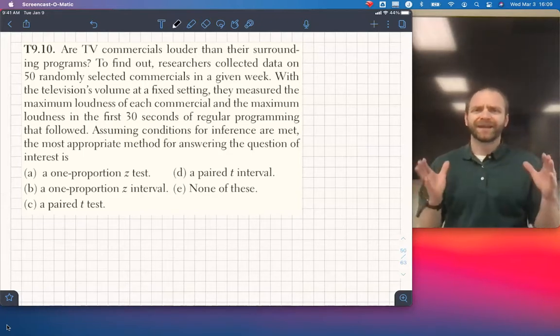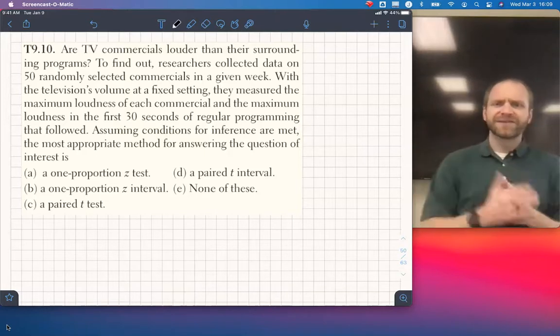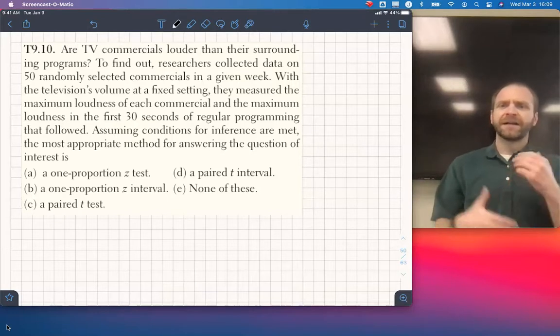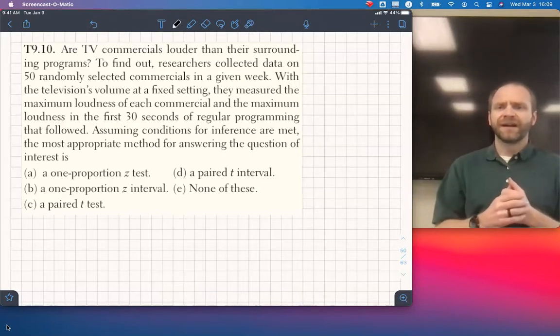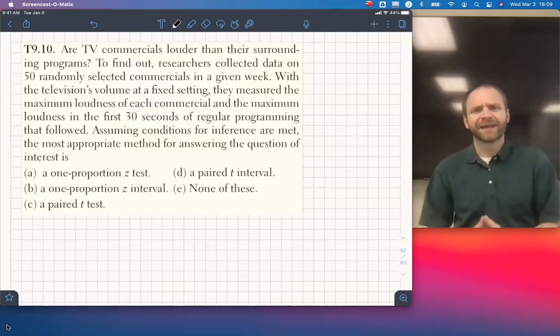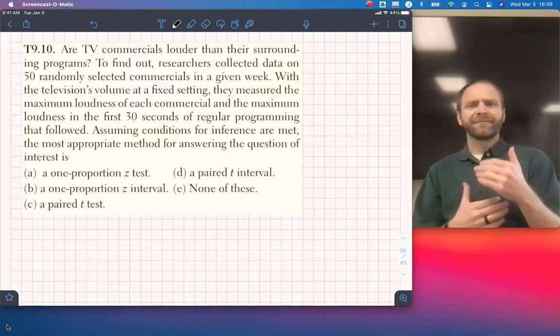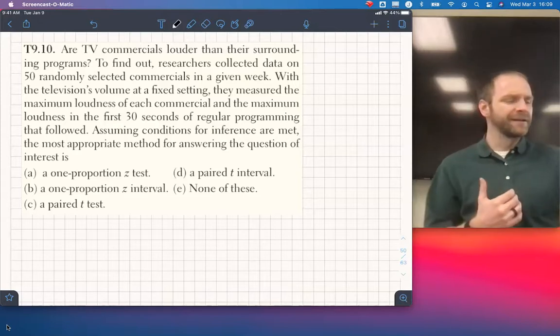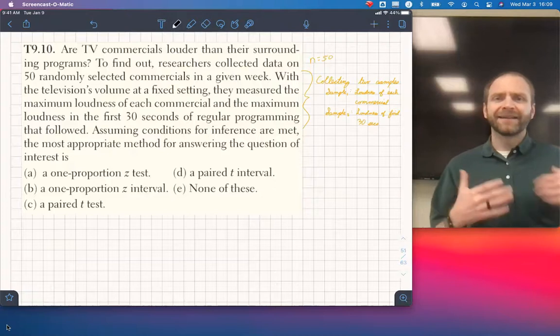So hold on a second, I have to kind of think about this. One proportion z test, one proportion z interval, a paired t test, a paired t interval. All right, so I have proportions, and I have paired. Now, hold on a second. Proportions deal with categorical. I'm trying to measure the volume, aren't I? I'm dealing with quantitative here. So really, I can eliminate some of the things.